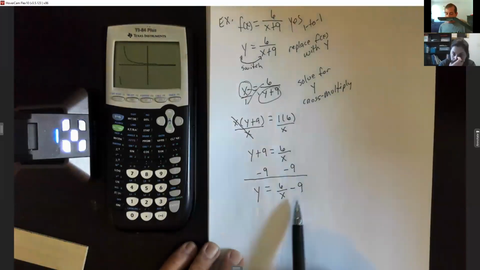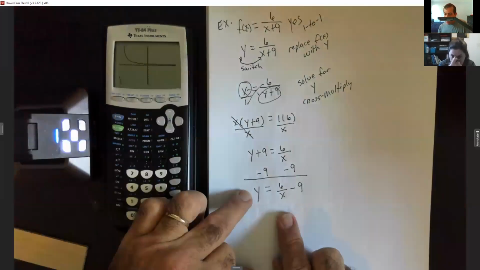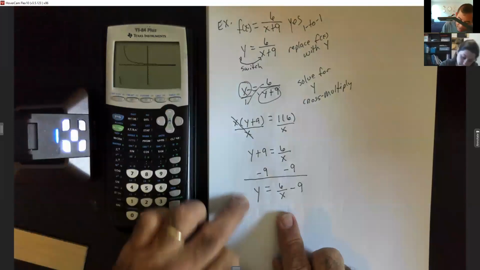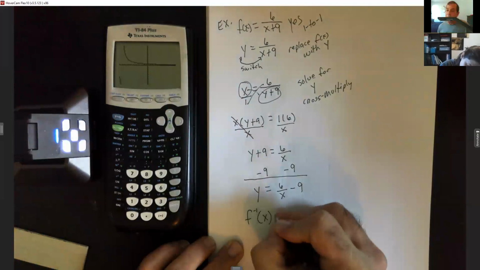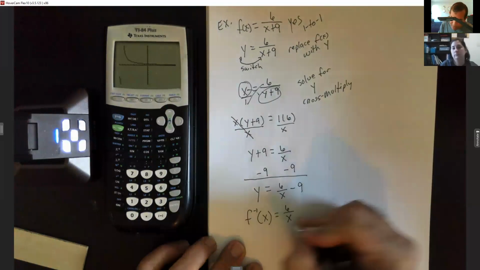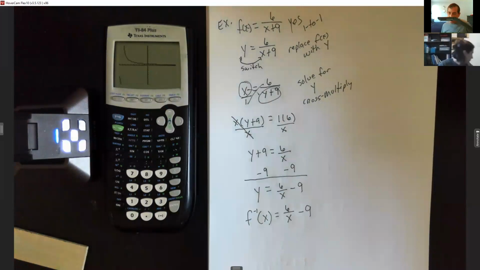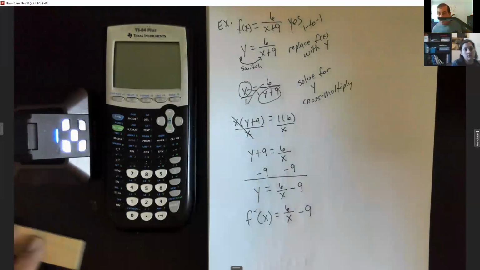Now, notice, I'm going to now replace this y with f inverse of x. And then I'll get 6 over x minus 9, final answer. So that's probably going to be one of the trickier ones because of the fractions in it. But they will work out, y'all, okay?